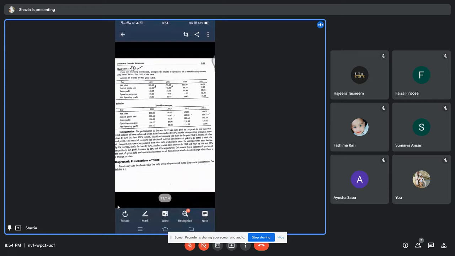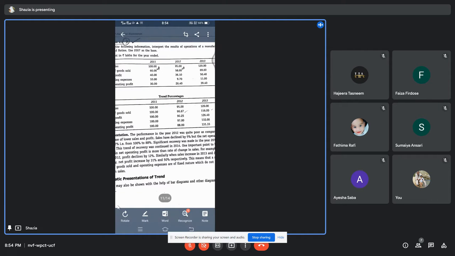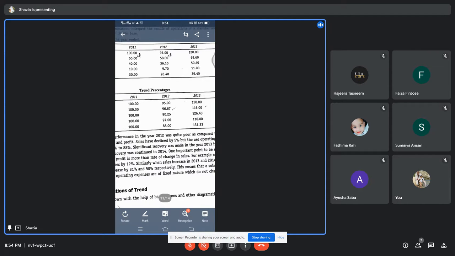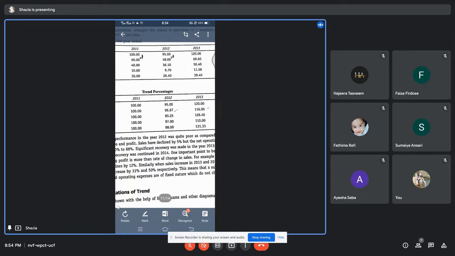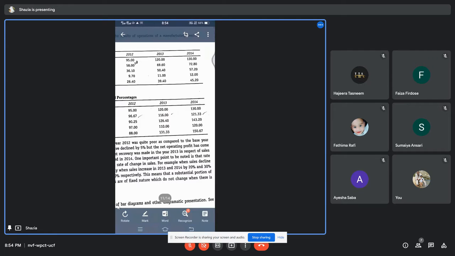Okay. Then next is net operating profit. Again, in the answer, you take it as 100% here, whereas the following years will keep changing. So 26.40 divided by 30 into 100 is 88%. Then 39.40 divided by 30 into 100 is 131.33%. Then 45.20 divided by 30 into 100 is 150.67%. So this is how trend analysis takes place.